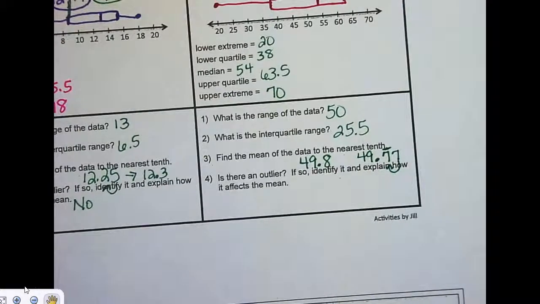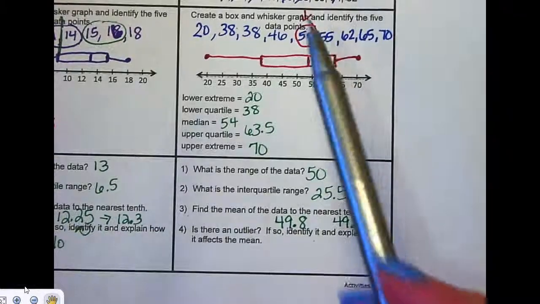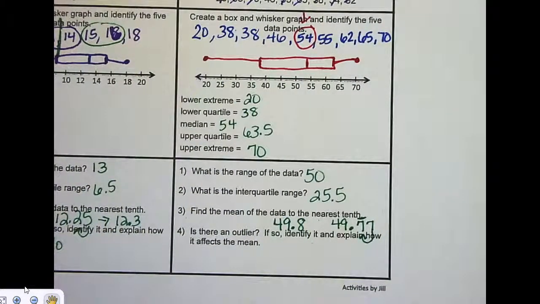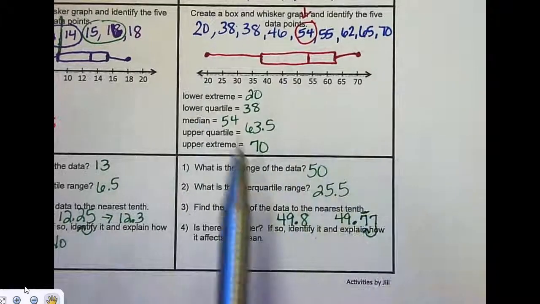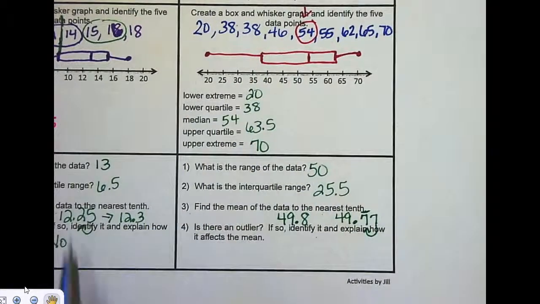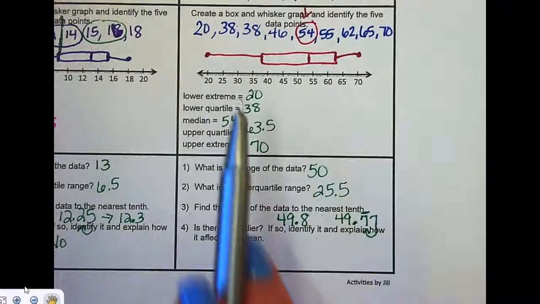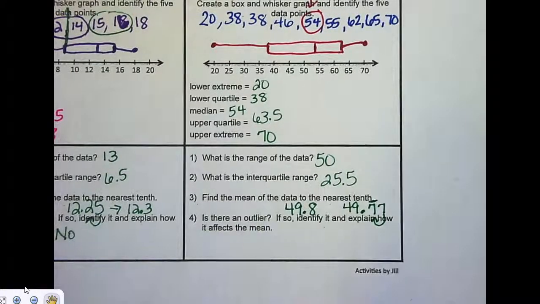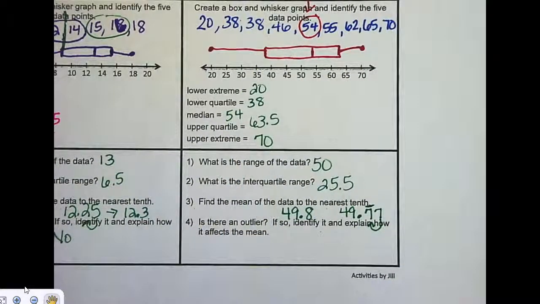Last one. Is there an outlier? If so, identify it and explain how it affects the mean. The answer key calls 20 an outlier. I'm not sure that I agree that 20 is that far away from 38, although it says this other data is kind of clumped together. An outlier would normally be a little bit further apart. That's not an extremely long whisker, but they call it an outlier, and so we'll just talk about what that means. So if that's an outlier, how does that affect the rest of the data?